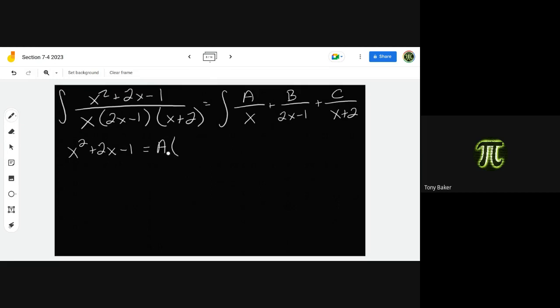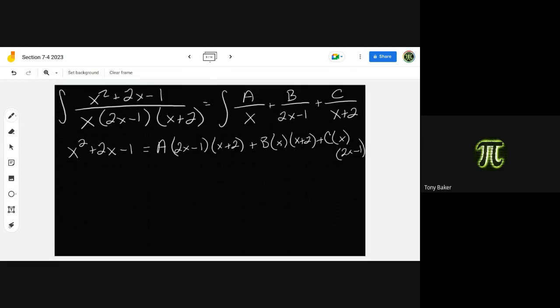So what am I going to multiply the A by? Which factors am I multiplying the A by? The two factors that are not under the A. So 2x minus 1 and x plus 2. The B is then x and x plus 2. And the C is x and 2x minus 1. So you're going to multiply each letter on top by the pieces that are not underneath it.